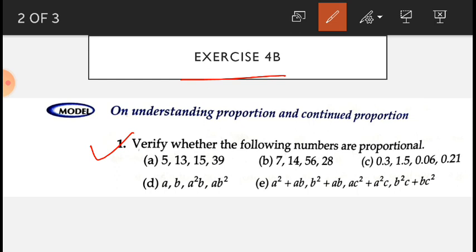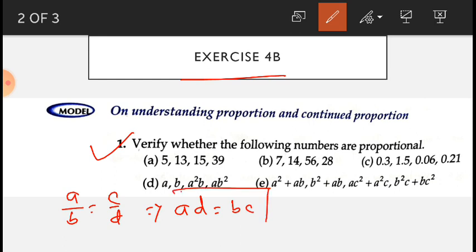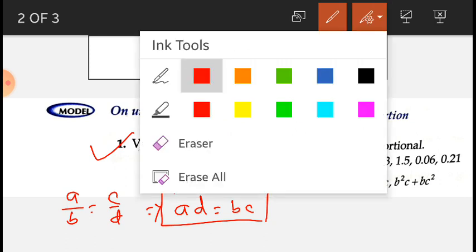You know, previously we discussed that A by B equals C by D. If this happens, then we say that the numbers are in proportion. So that is A by B equals C by D, or you can say AD equals BC. If this happens, then you can say that this is in proportion, or you can say AD minus BC equals 0. So let's check when it happens or not.